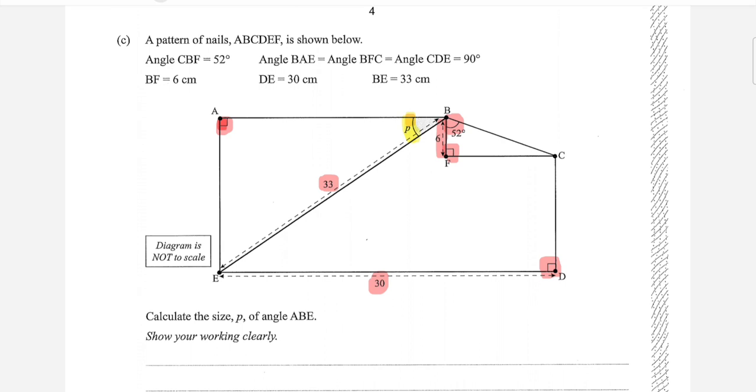Okay, so if I extend this line down at 90 degrees, and if I find this distance first, I take it off from 30 and I'll be able to find this distance, which is equal to AB. All right, let's do that. So first I'm trying to find FC. This is 52, this is 6, this is adjacent. This is our opposite, right?